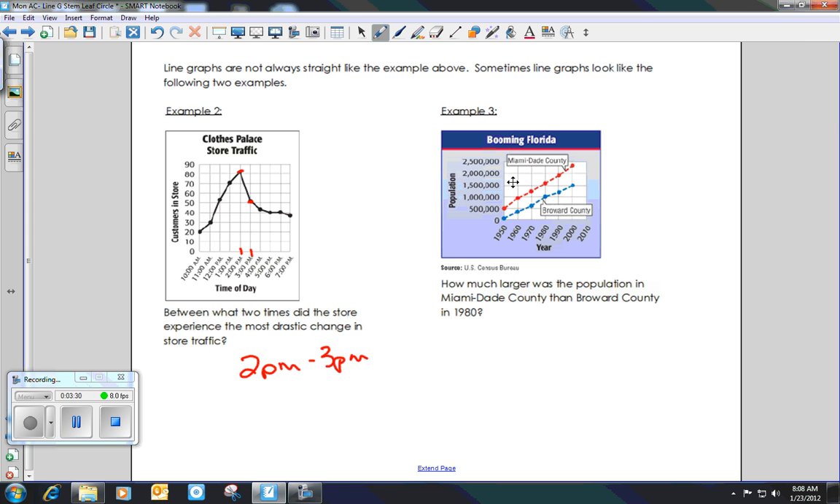All right, in example 3, we've got 2 lines going here. One represents Broward County, one is Miami-Dade. And then you can compare the two. So the question asks, how much larger was the population in Miami-Dade County than Broward County in 1980? So we're looking at 1980, that's this part right here. And we have to estimate because we're not going to be able to get exact numbers, except for this Broward County is right on 1 million. Miami-Dade is probably about 1,600,000 or 1.6 million, maybe 1,700,000. I'm going to say 1,600,000.